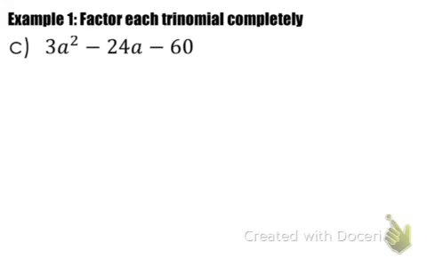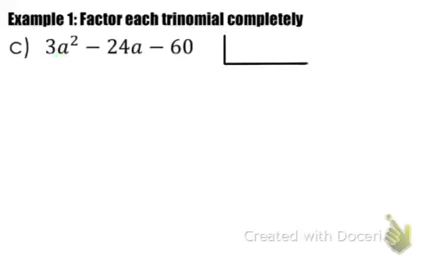Hey guys, in this video we're going to learn how to factor a basic trinomial where the leading coefficient can be factored out, so our a is actually 1 and not a number other than that. Taking a look at this example, we have 3a squared minus 24a minus 60. I'm looking at all three numbers, and it seems like we could factor out a greatest common factor that's not 1 or negative.